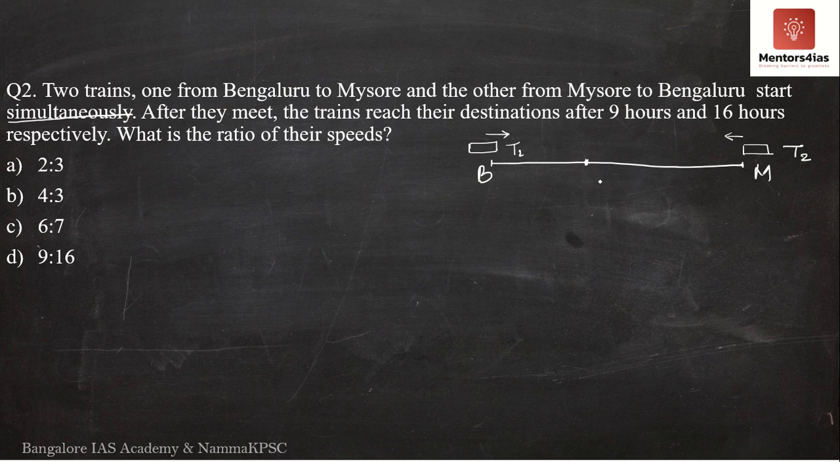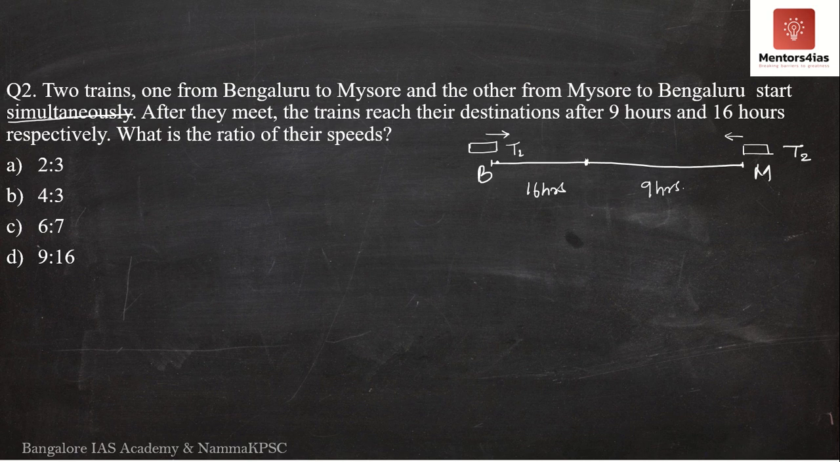After they meet, the first train will take 9 hours. Now this should have been somewhere over here, but fine, this is only for the sake of representation. So don't take this literally that they are actually meeting here. I'm just saying they'll meet somewhere here. After meeting, train 1 will take 9 hours to reach Mysuru from here, not from Bengaluru, from here, whereas the second train will take 16 hours to reach Bangalore after meeting here.